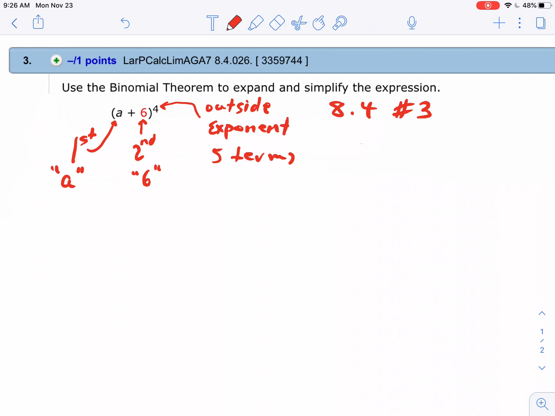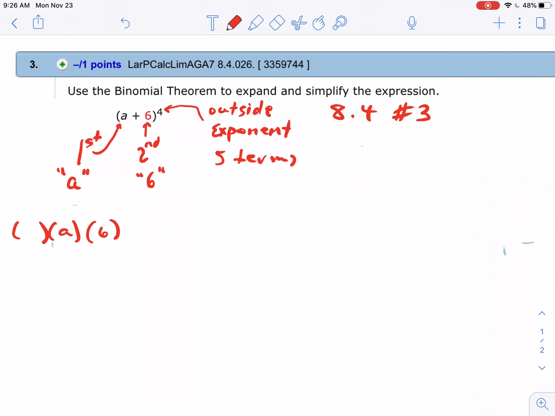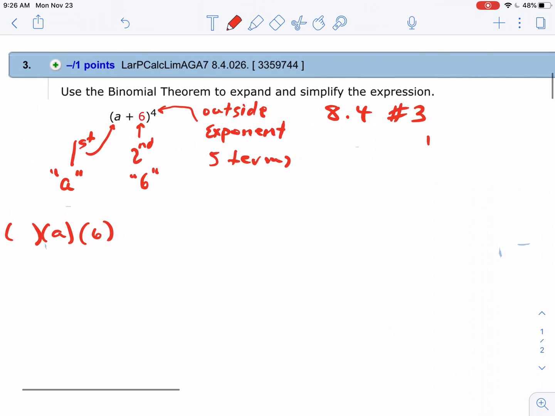So the first thing I always do is I write down A, and I write down 6. Those are my first and second things in the binomial. And then we should always have a coefficient. Now, when you do the coefficient, you can use what is called Pascal's triangle, which would be 1, 1, 1, 1, 2, 1, 1, 3, 3, 1, and 1, 4, 6, 4, 1.